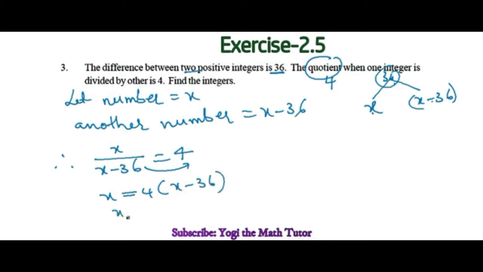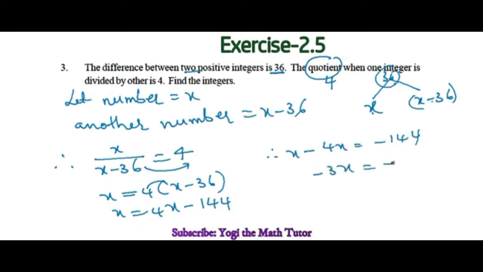Now you can simplify: x is equal to 4 into x, we have 4 times x minus 36 times 4, you will get 144. Now transfer the 4x to the left side. So x minus 4x is equal to minus 144. Then x minus 4x, we are getting minus 3x, which is equal to minus 144. Cancel the minus and negative. Then the 3 table: 3 times 4 is 12 and 3 times 8 is 24, so 144 gives x as 48.